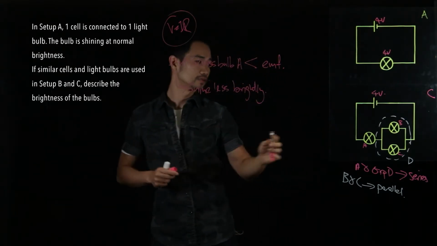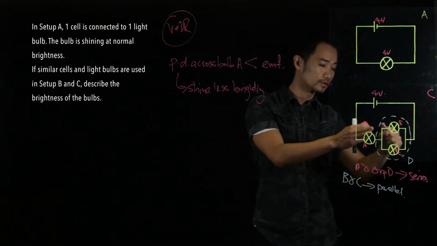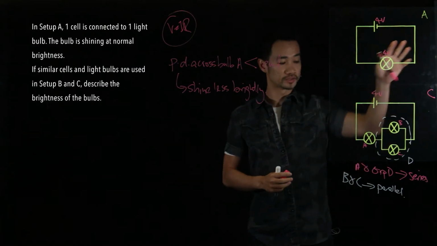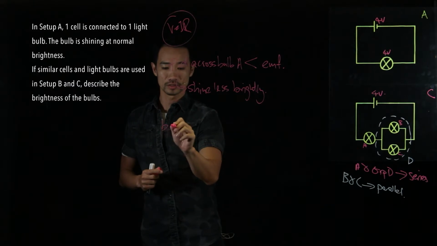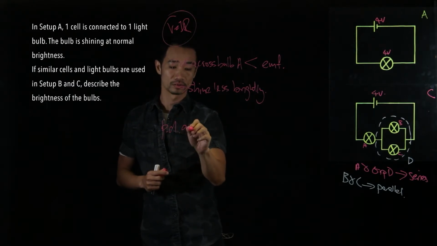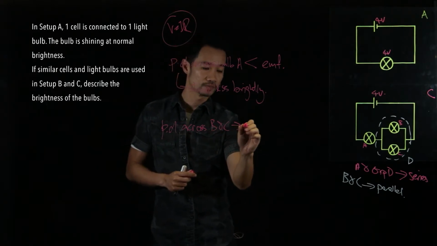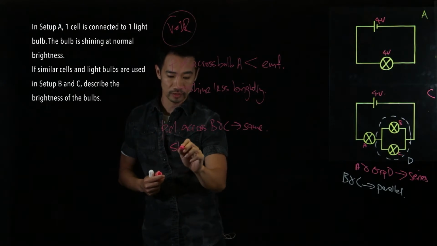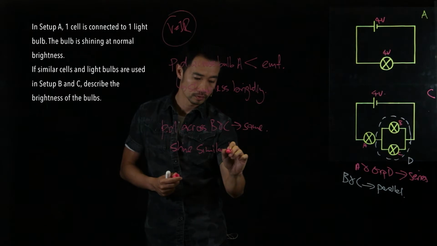Next is about these 2 bulbs. They are connected in parallel, and since they are similar bulbs, from our example B, we know that the PD across B and C is the same. So that means they will also shine with similar brightness.